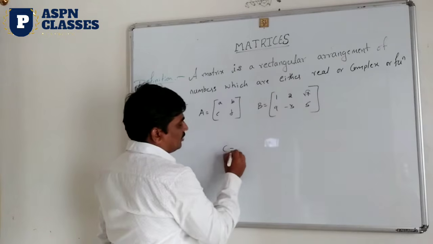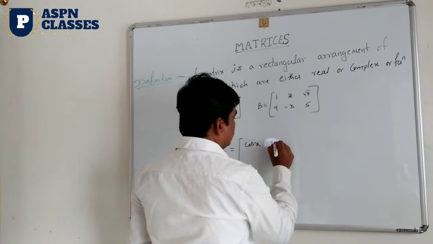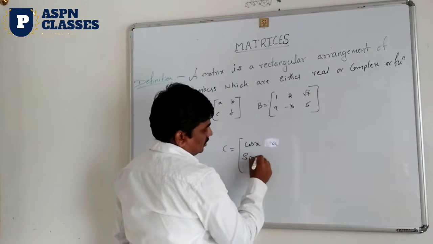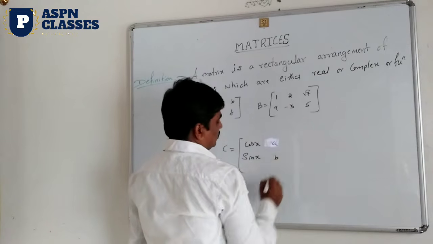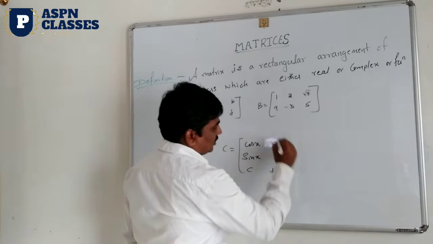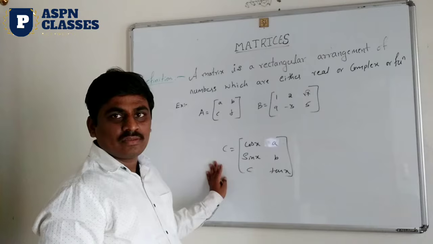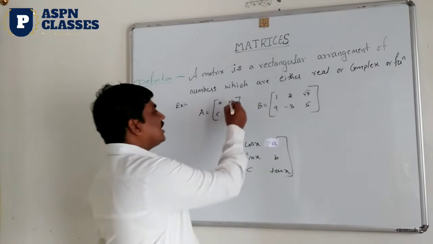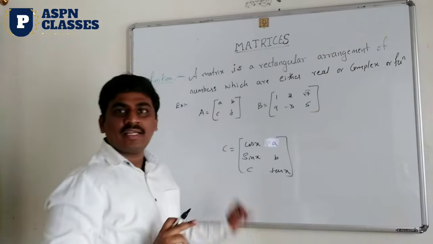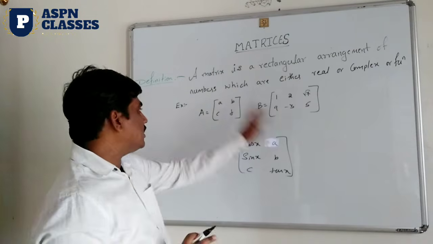For example, I'm going to write one more: cos x, e, sin x, b. So this is also an example of a matrix. These are the elements you can consider, and a matrix is usually denoted by capital letters. You denote them A, B, C, D, like that.